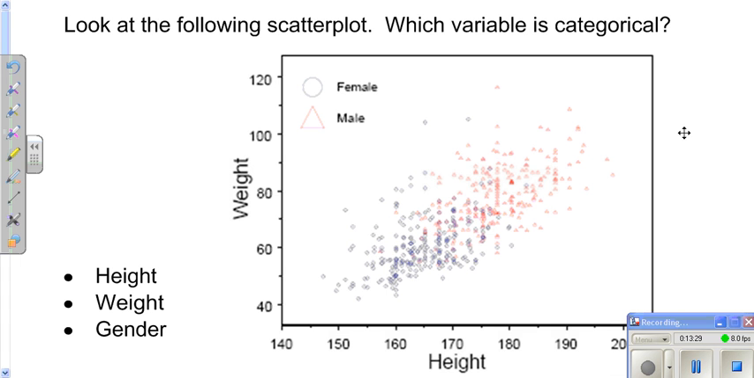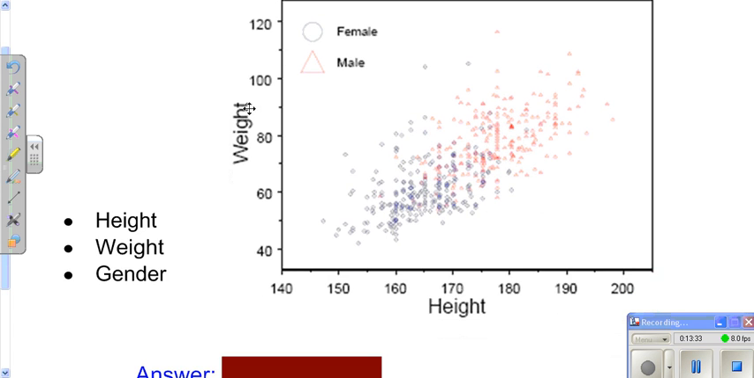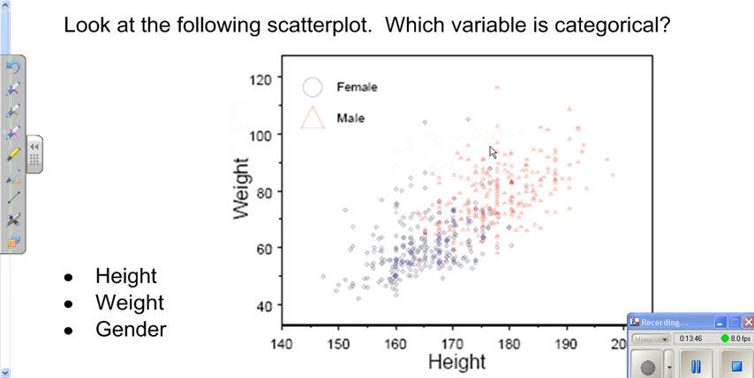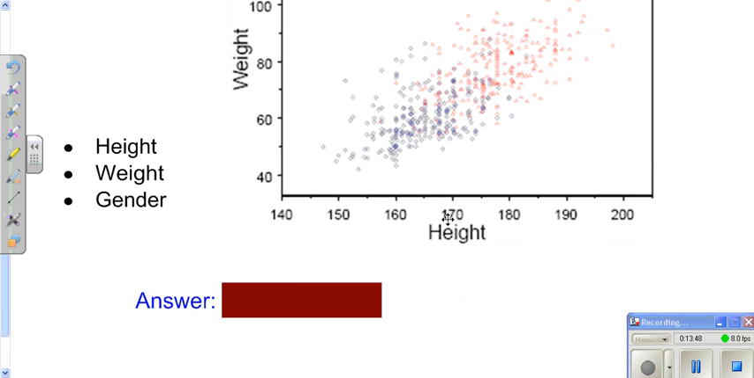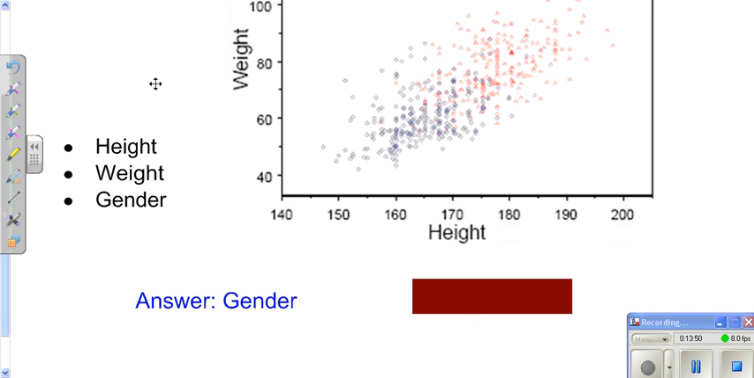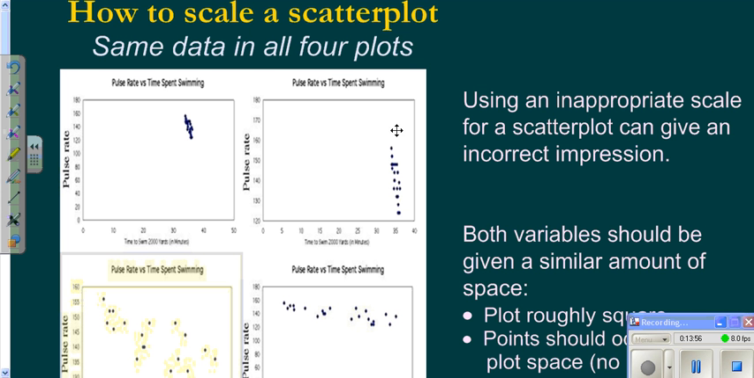Here's an example where we actually did go ahead and add categorical data to your graph. You'll notice both axes are still quantitative data, but we have females being the blue, males being the pinkish red. And so then what is our categorical data here? That is our gender. Because remember, our height and our weight are being represented with numbers, so therefore they're quantitative.